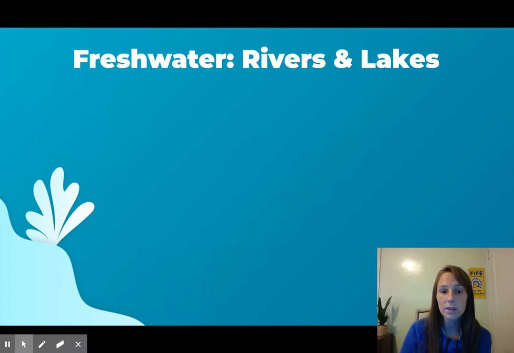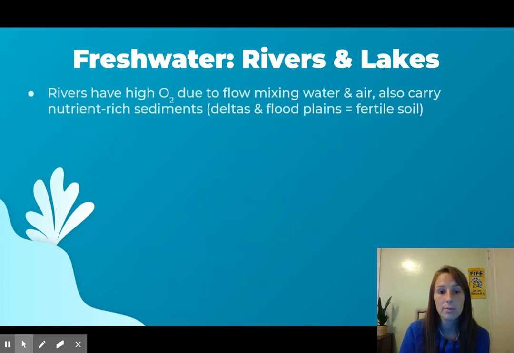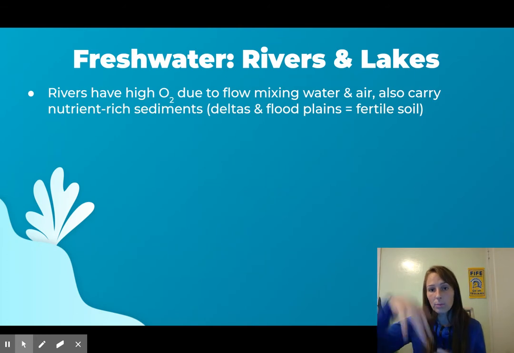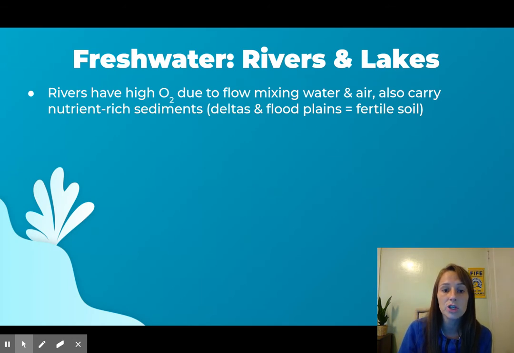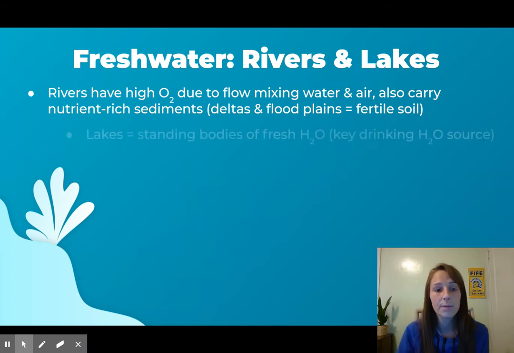Now we're first going to look at the freshwater. Now freshwater means there is no salt in it. And these are going to be rivers and lakes. Now rivers have a high amount of oxygen because of the flow of the mixing water in the air. So when it's all mixing together, you're getting little bubbles of air that are getting mixed in and getting dissolved into the water. And these also carry nutrient-rich sediment, which means the soil is going to be really fertile. There's going to be a lot of nutrients in it.